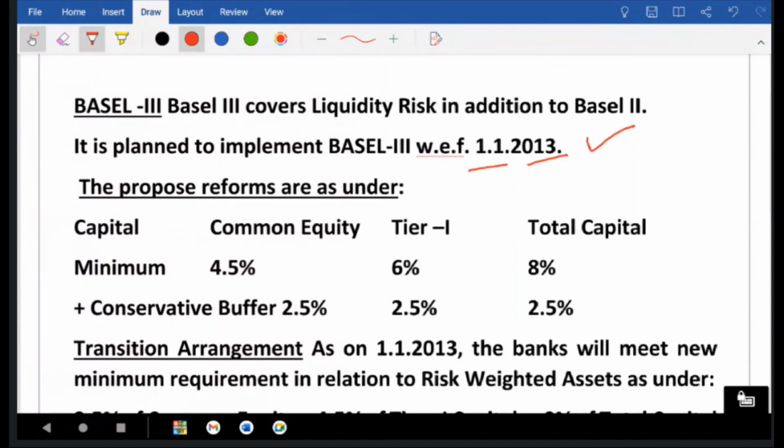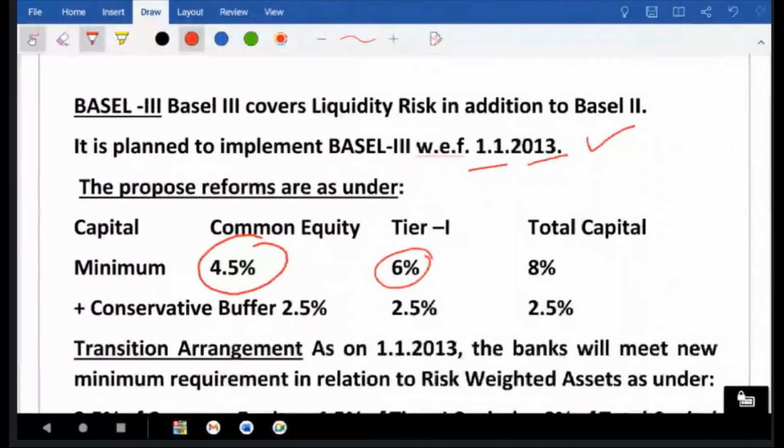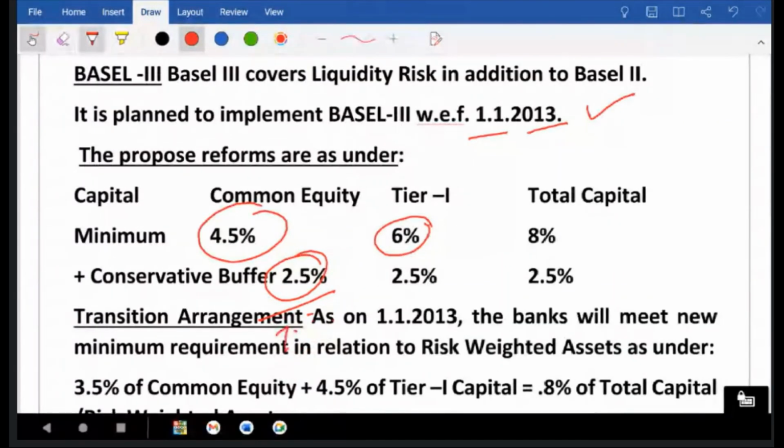So the purpose of reform is here: minimum common equity should be 4.5%, Tier 1 should be 6%, and the conservation buffer must be 2.5%. So it will make you total, oh, not 8, 7%. Because 4.5 plus 2.5 will give you 7% only. So 7% common equity, including conservation buffer. This is very important. Remember this.